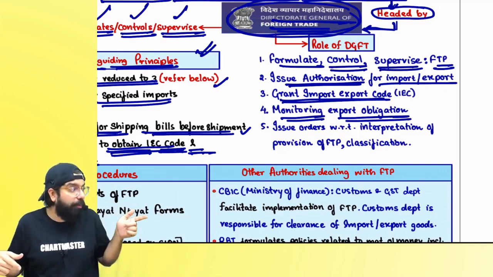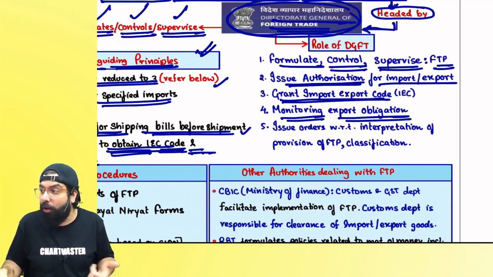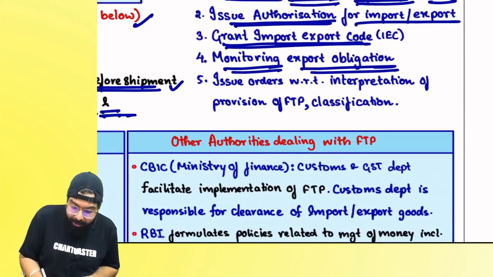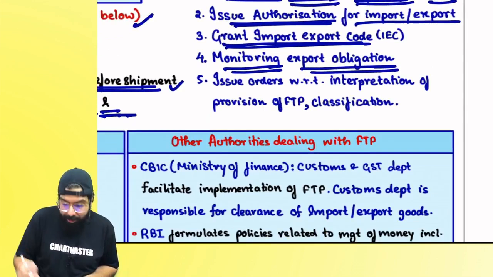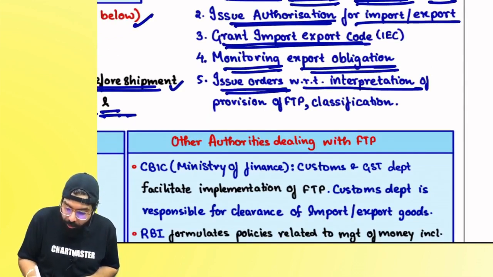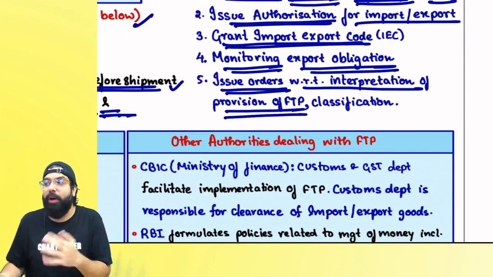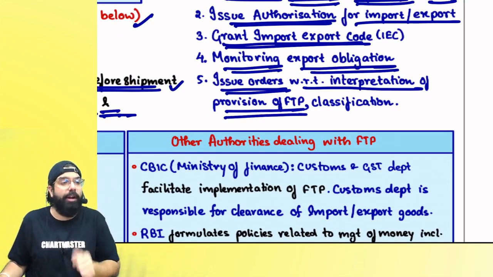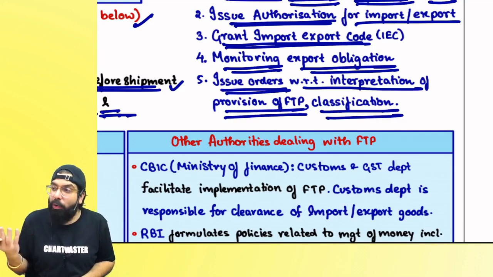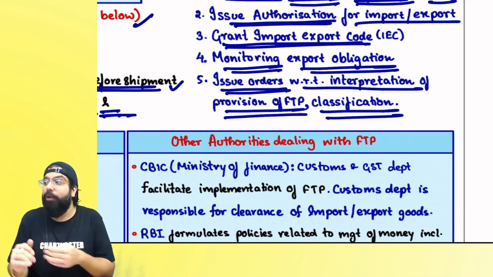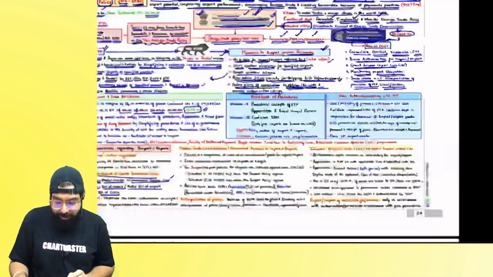He will tell you, those export obligations, are you going ahead and meeting them or not? He will make sure that you are meeting them. If you are not meeting them, he will penalize. All those things are there. Issue orders with respect to interpretation of provisions of foreign trade policy. If you have any doubt in understanding foreign trade policy, he will go ahead and issue an order. And if I don't know how to classify my goods, he can help you with classification also.